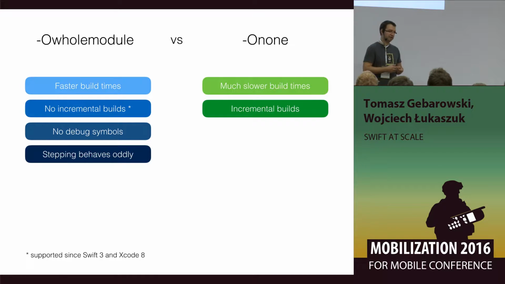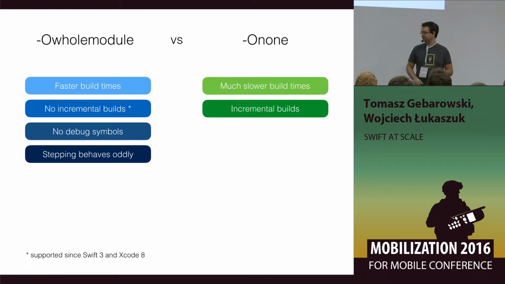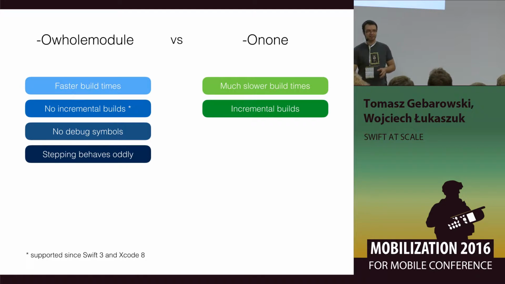And yesterday, Apple released a nice blog post about how whole module optimization works in Swift version 3. I think that if you are more interested in the topic, you should probably read it. I haven't had time to read it because just now Wojtek told me that they released this blog post yesterday. I will definitely dive into it, how it really works in detail.